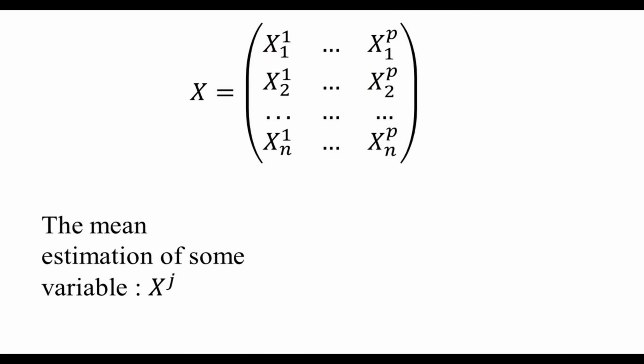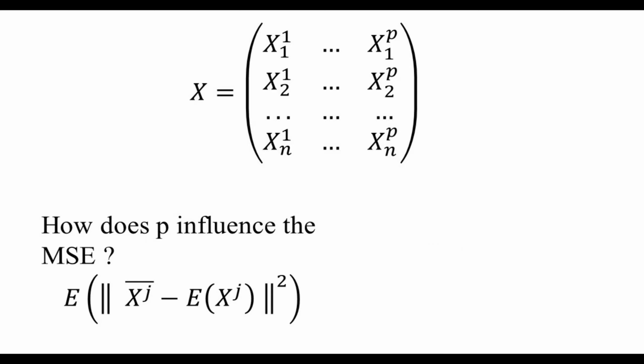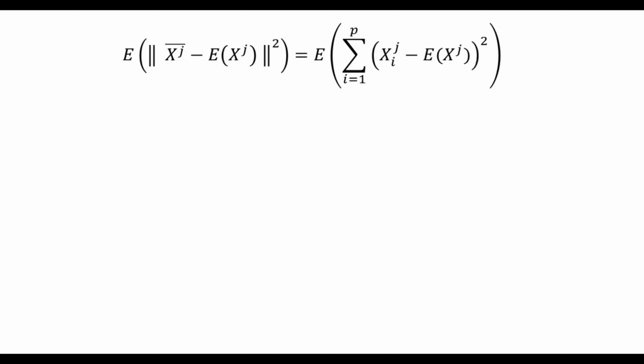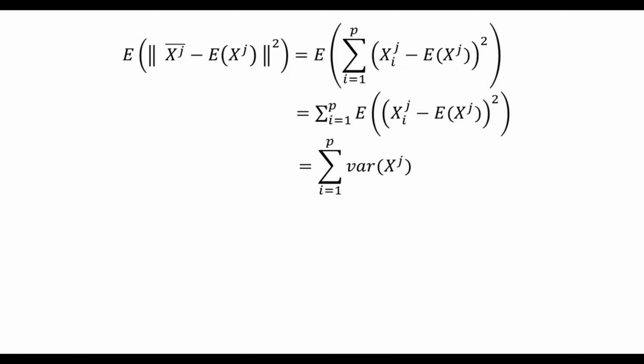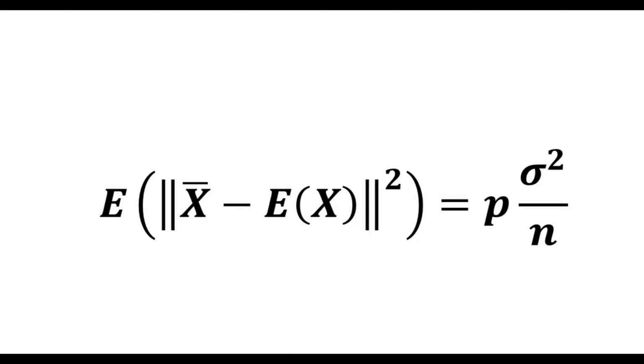The mean of a variable g is equal to the sum of values divided by the number of values, which is n. Now, how does the dimensionality influence this mean squared error? So the mean is nothing but the estimation of the expected value. A straightforward calculation gives us this result. The mean squared error is equal to p multiplied by sigma squared. So the mean squared error does depend on the dimensionality.